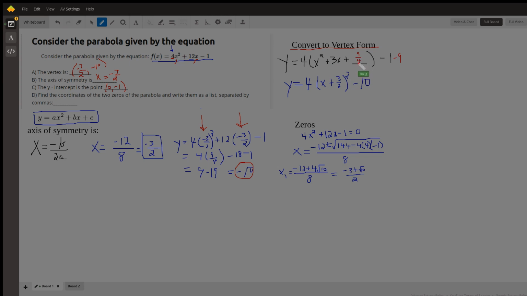Now by putting 9/4 in here, I've really added 4 times 9/4 to the right side of the equal sign, and the 4's cancel out, so I've really added 9. So to keep it in balance, I have to subtract 9 out here. And then I can rewrite this perfect square trinomial as x plus 3/2, the quantity squared. And now in vertex form, it's easy to identify the vertex: negative 3/2, comma, negative 10. So in vertex form, this has to be a minus sign. So you think of it as x minus a negative 3/2. And there's the x-coordinate of the vertex.